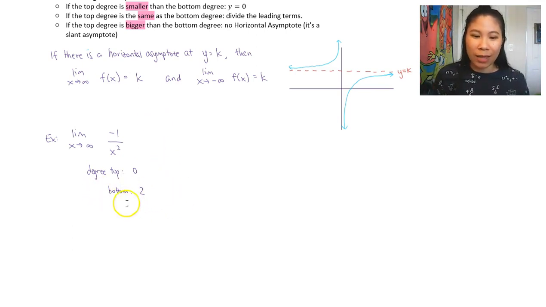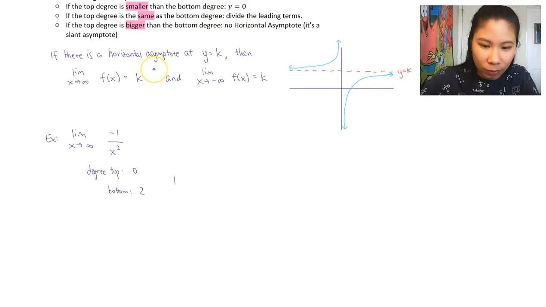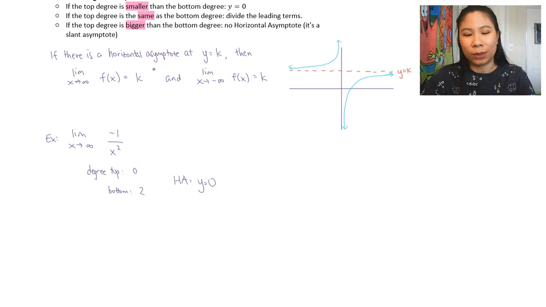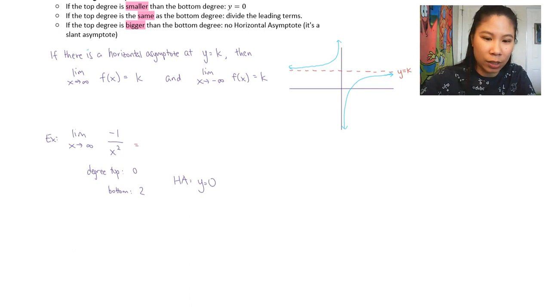That would mean that the bottom is bigger than the top in terms of the degree, and when that happens, the horizontal asymptote is y equals 0. So I'll just jot that down. Horizontal asymptote is y equals 0, which means that for this graph, as we go towards the left and to the right, the y value will always approach 0. So the limit of this function is going to be 0.